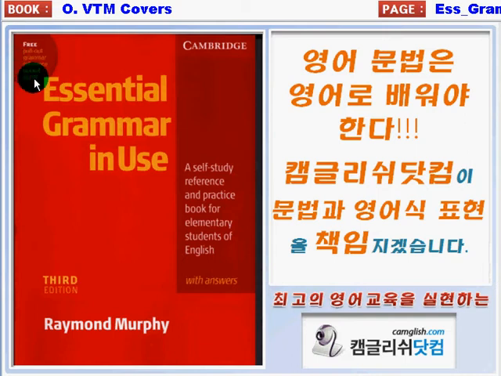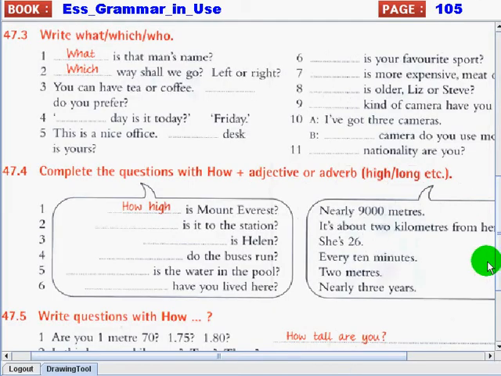Only here in the book, Essential Grammar in Use, 3rd edition by Raymond Murphy. This is the second part of our exercises under Unit 47. We're going to do 47.3 to 5. We're going to make questions using what, which, and who.